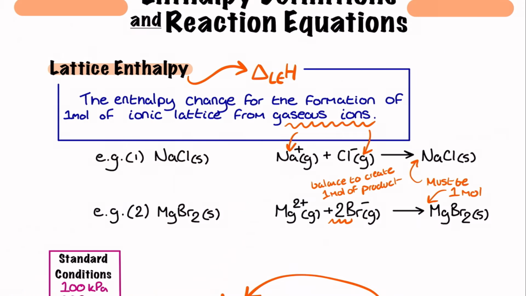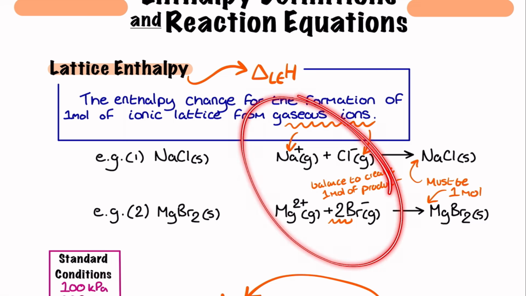We are starting out here with lattice enthalpy, which is defined in the OCR specification as the enthalpy change for the formation of 1 mole of ionic lattice from gaseous ions. The 1 mole here is really important, and it's reflected in the structure for the associated reaction equation. When you write the reaction equation, you must make sure you only make 1 mole of this ionic lattice product. No multiples are allowed here whatsoever of these equations if they are to match the definition. Furthermore, the left-hand side must also be balanced correctly to reflect this.